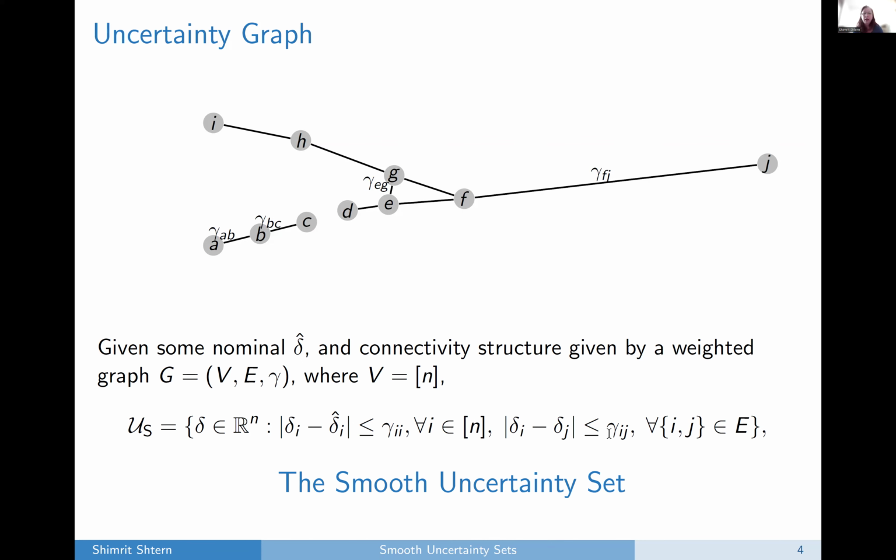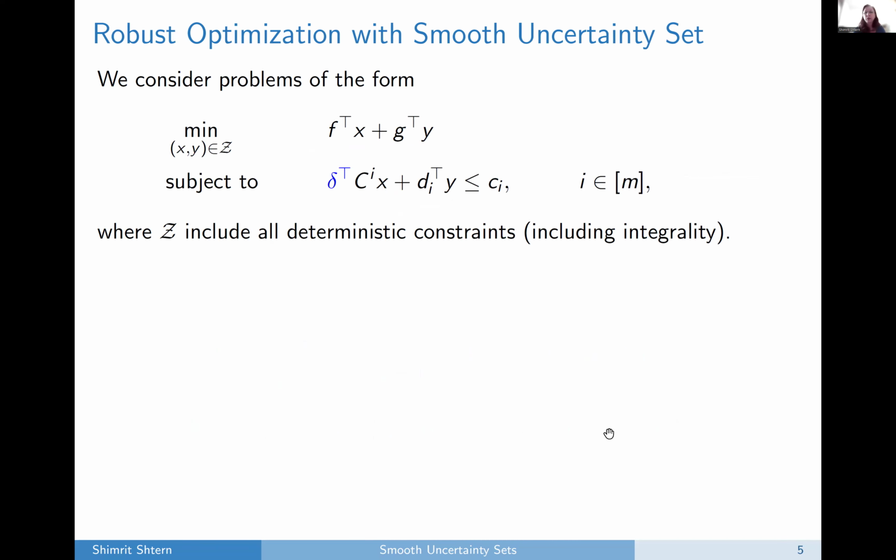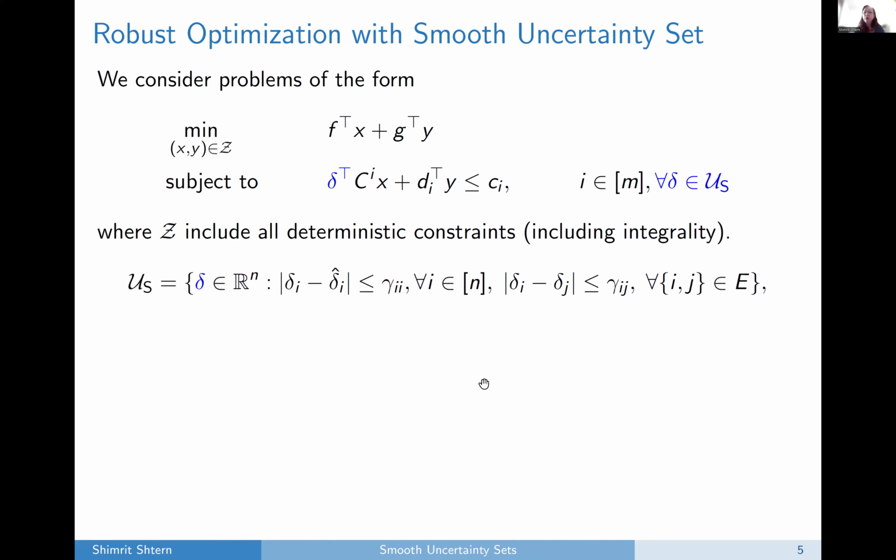And now we're looking at this uncertain optimization problem, okay, where delta depicts the uncertainty, and we want to solve the robust problem where we want the constraints to be satisfied for all delta in our new smooth uncertainty set. I want to mention that x and y here can be in some set Z. Z can include, for instance, integrality constraints. So we are not restricting ourselves right now to only linear problems, but actually linear mixed integer problems, okay?